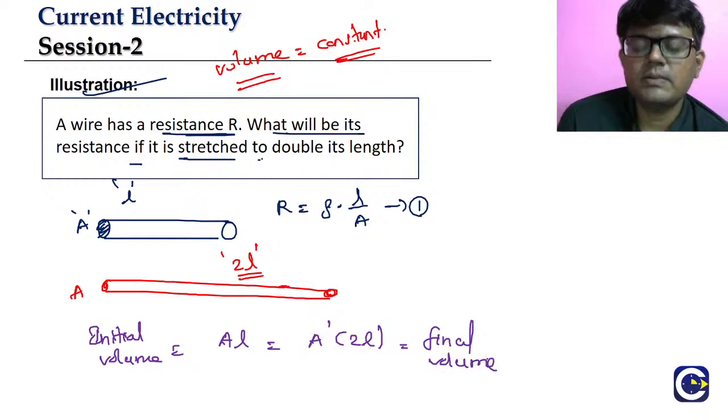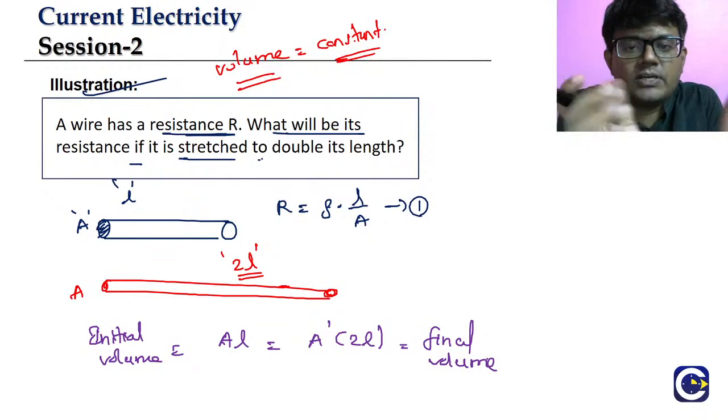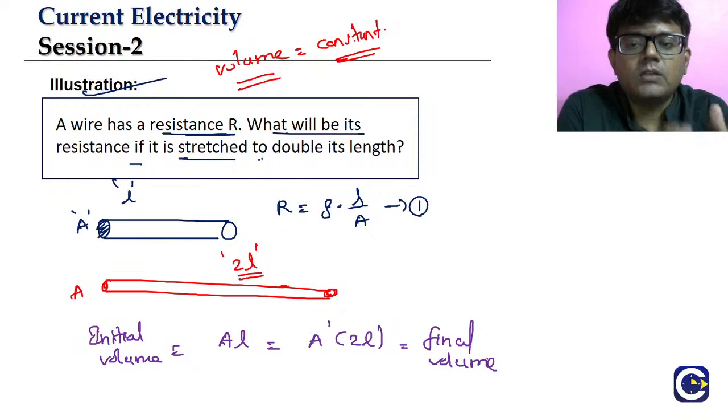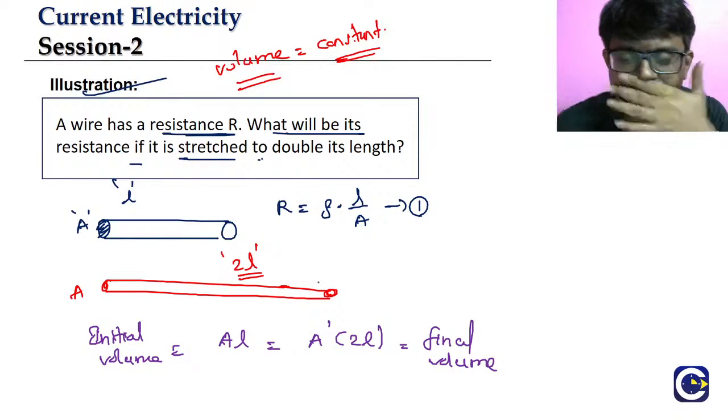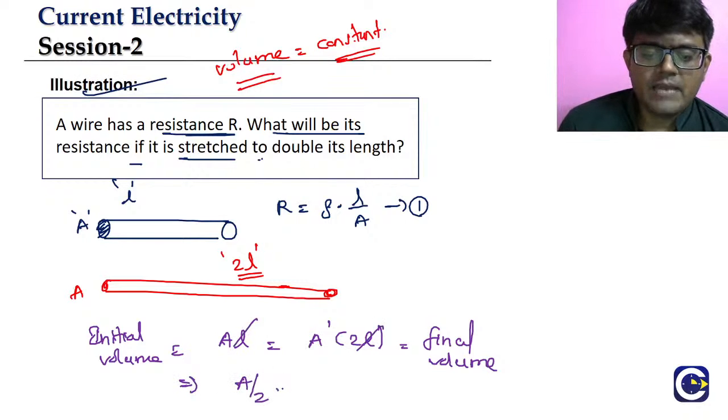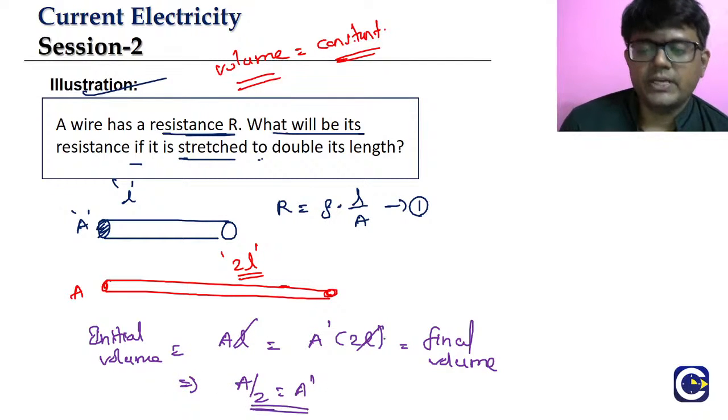And what is the relation between the two? It is the same rod that you take. If we stretch it, the area of cross section will decrease so that the volume is maintained the same. Look here, if the volume is maintained the same, then what is the A dash value? L will cancel out. So from this we get A by 2 is equal to A dash. So the A dash value is A by 2.